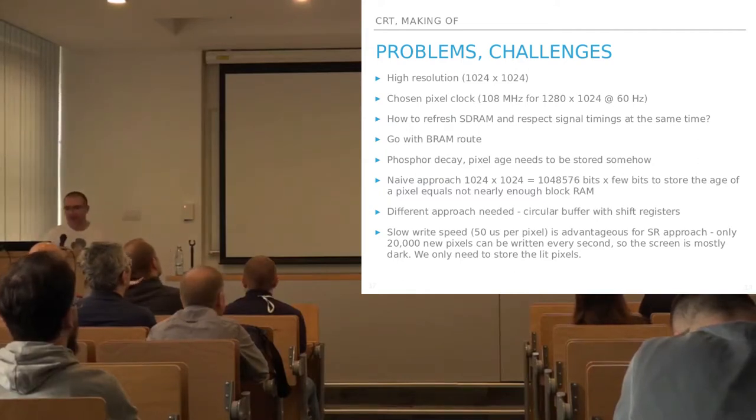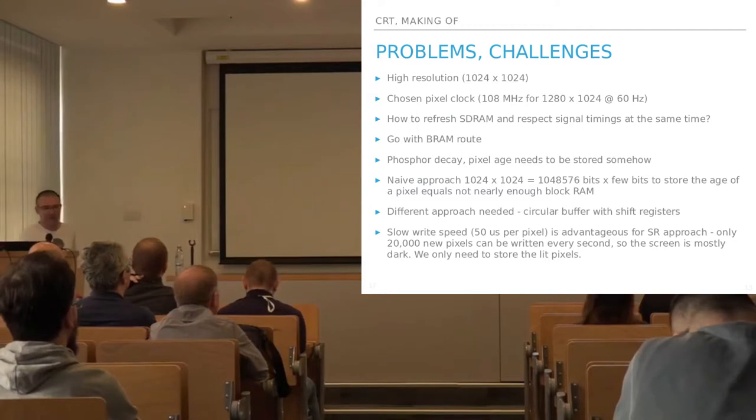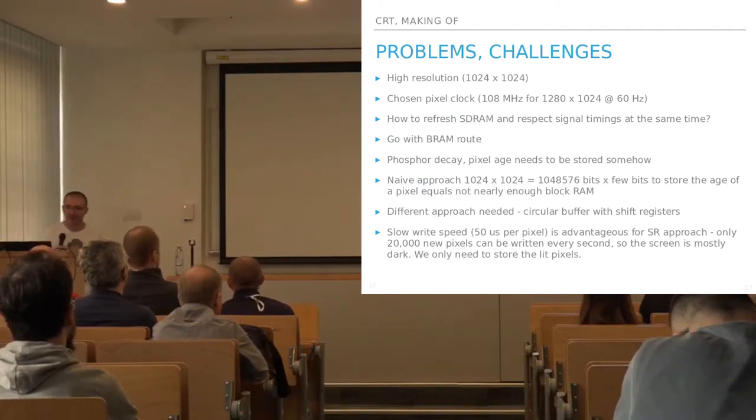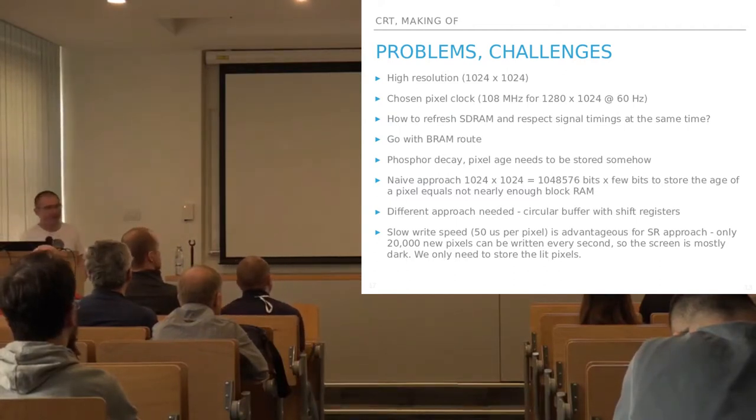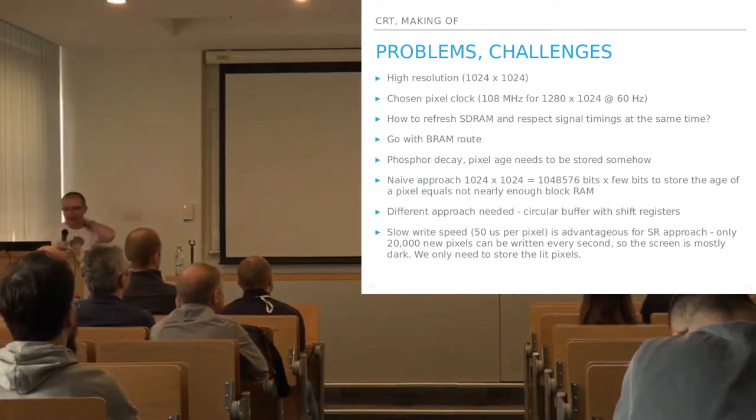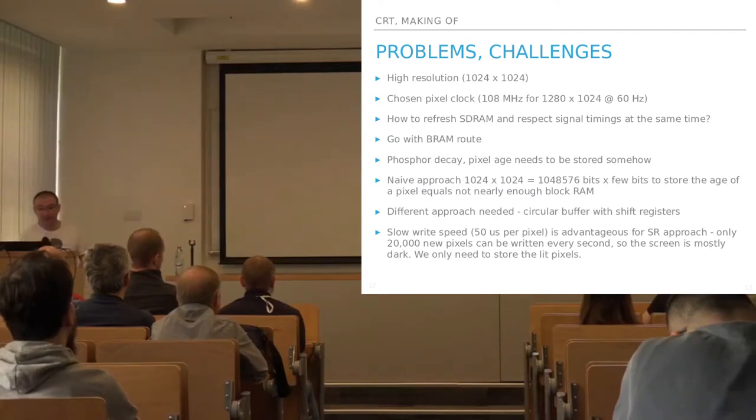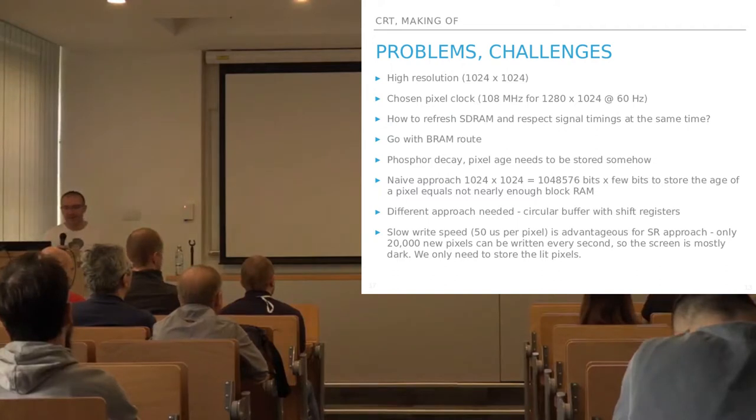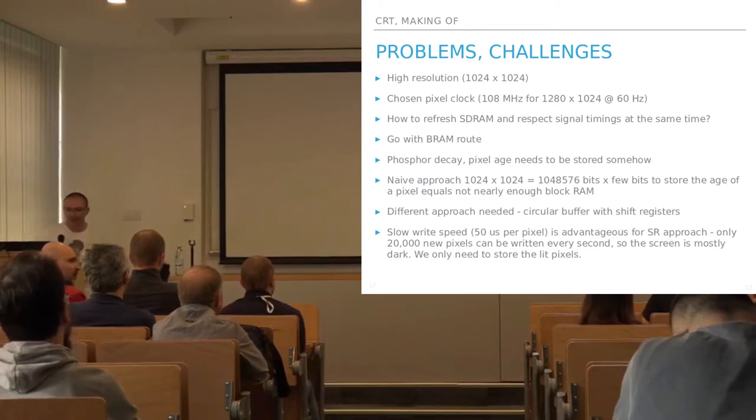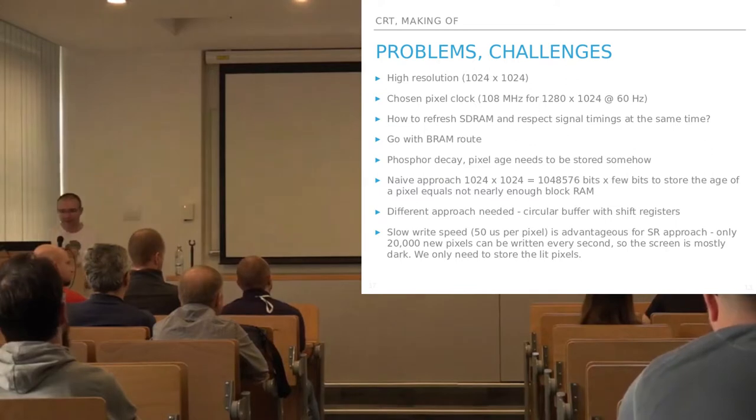This old CRT has something called a phosphor decay. When you light up a pixel, it slowly fades away. It doesn't disappear immediately. So you also need to store this information somehow. And if you wanted to store the entire 1024 by 1024 by 10, 12, 16 bits of brightness intensity data, you would overdraw your available block RAM. So a different approach is needed.